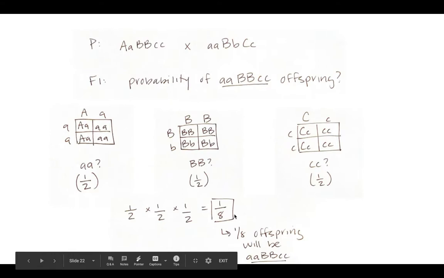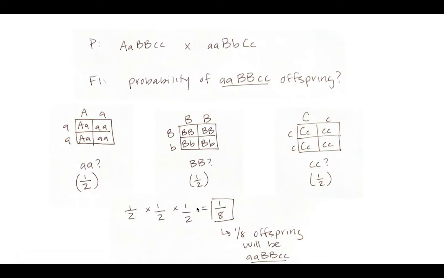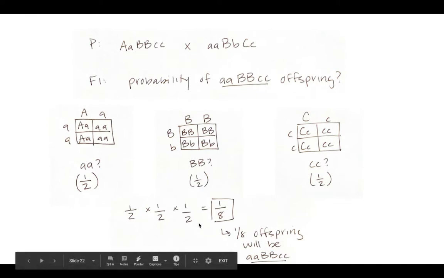So I think you all know that, but you just multiply the numerators. 1 times 1 times 1 is 1. And then the denominators, 2 times 2 is 4, times 2 is 8. So 1/8 of their offspring would have this particular genotype, which is what the question was asking.